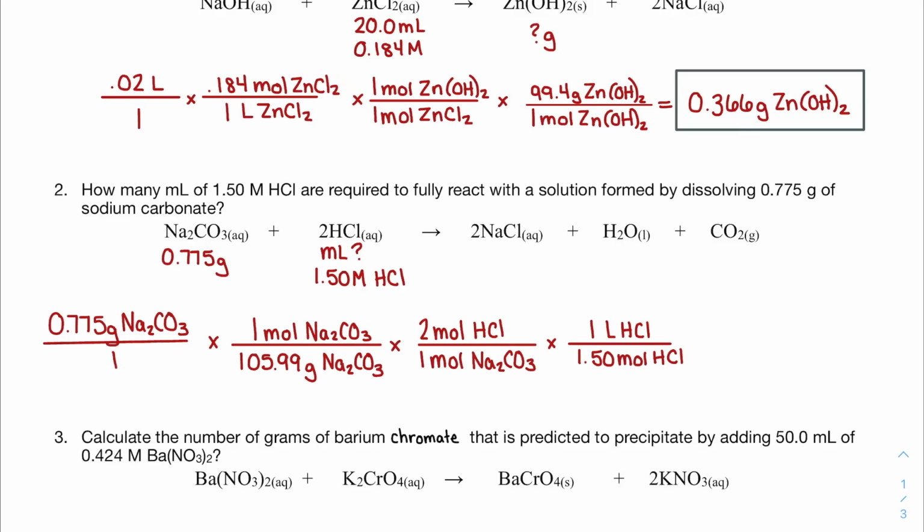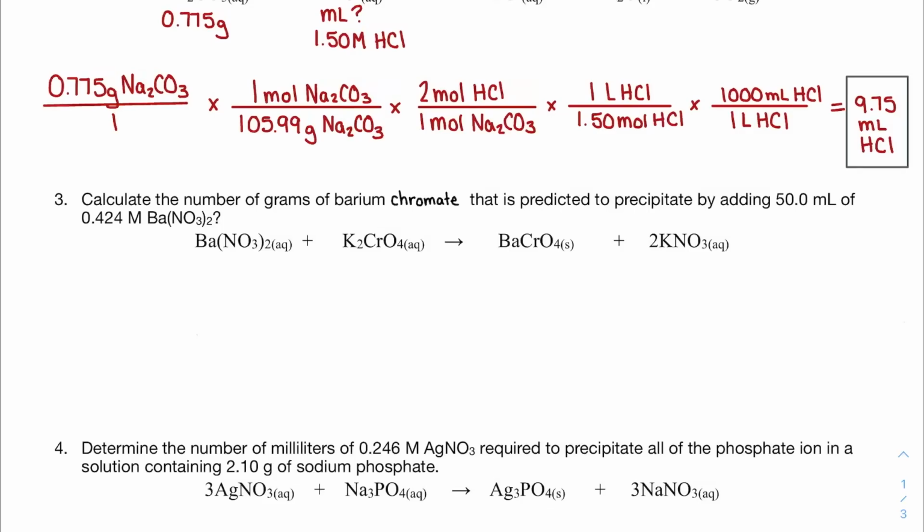And the last thing I need to do is convert from liters to milliliters. So I know there's 1,000 milliliters in 1 liter. All of my units should cancel out, and I should just be left with milliliters of hydrochloric acid. And then 3 significant figures would be 9.75 milliliters of HCl.